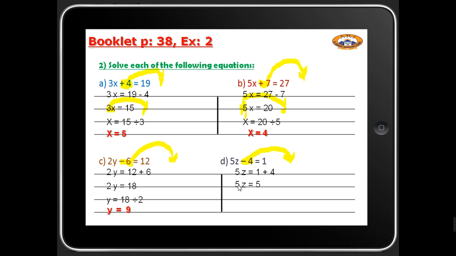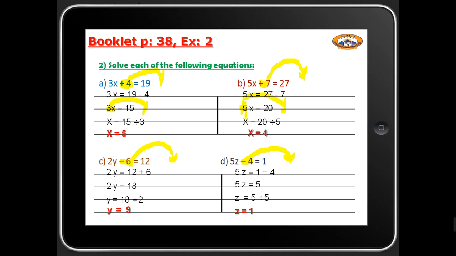Now we have 5, it's its time to get rid of it, so we're going to move it to the other part. It's multiply. When we move it, yes, multiply, we change it into divide. Very good. So z equal 5 divided by 5, it will give me 1.